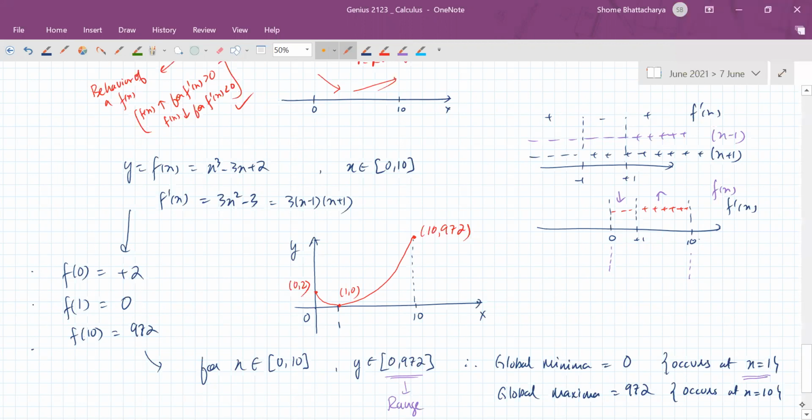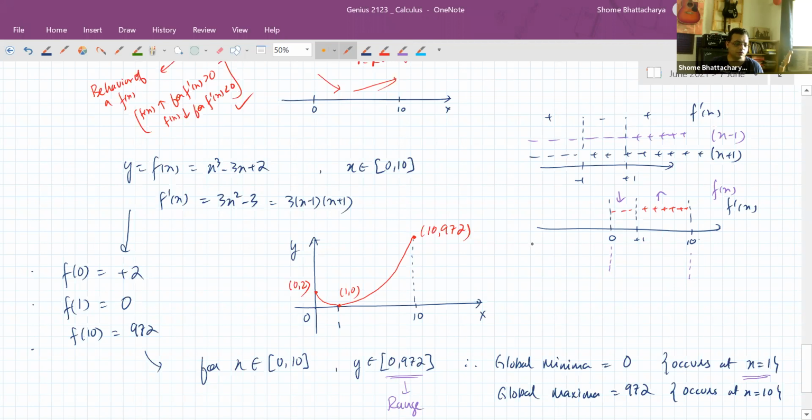So if in any case there are more than one critical point within the given domain of X, then we check for those also? Yes, then we need to check for that also. Okay, sir.